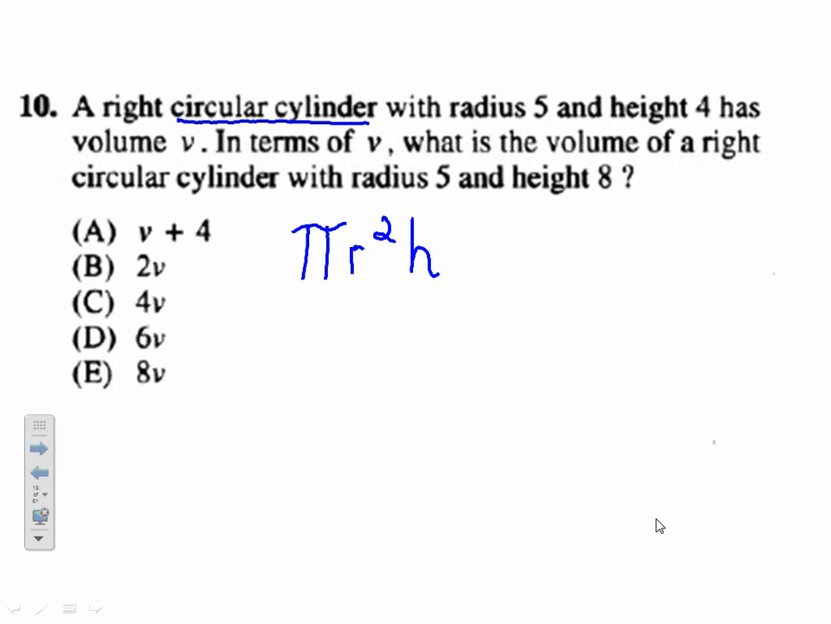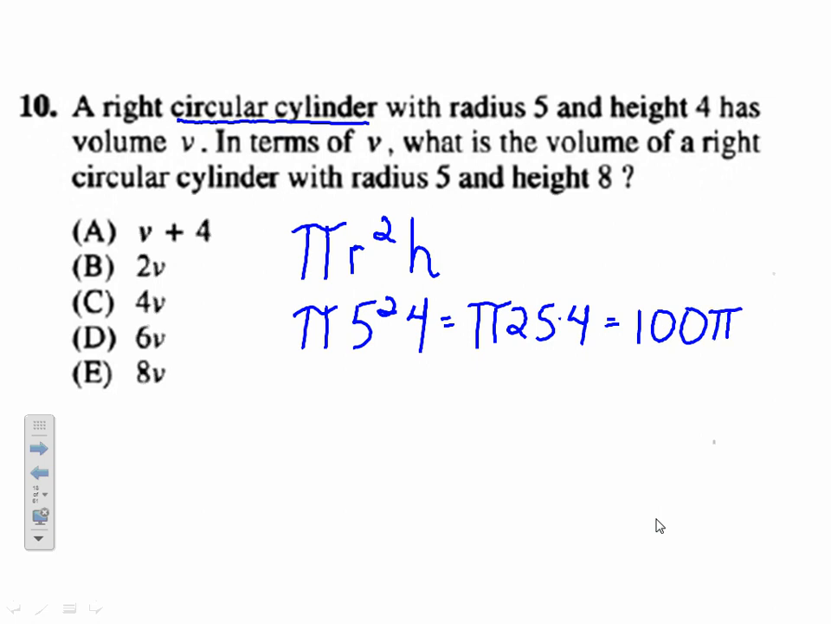I'm not going to tell you a shortcut until I show you what it's like when you just plug the info in. So if we plug the info in, the original volume would be pi 5 squared times h, which is 4. So this would be pi times 25 times 4, which is 100 pi.